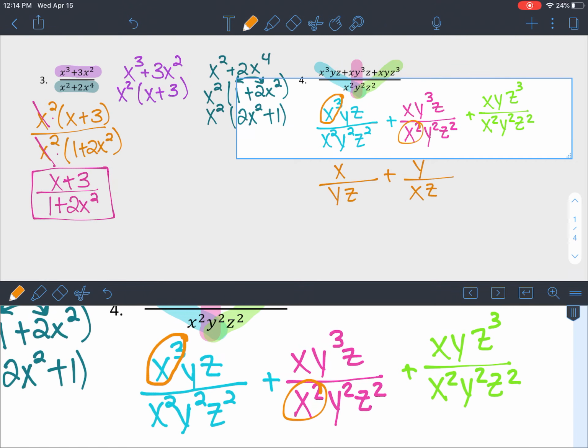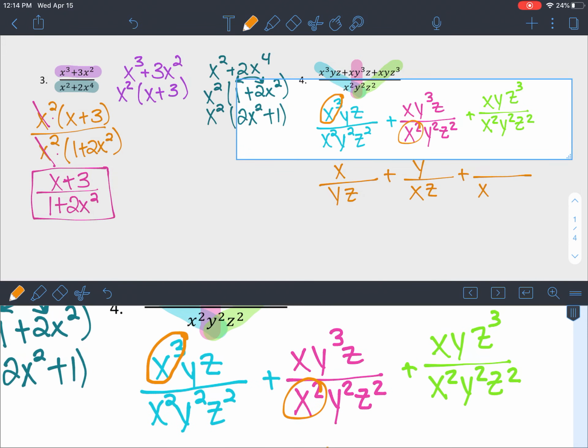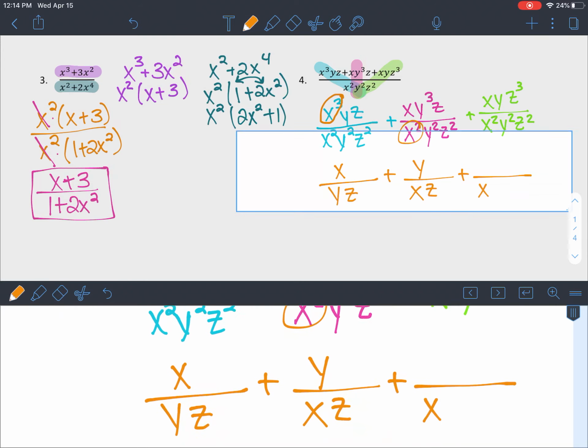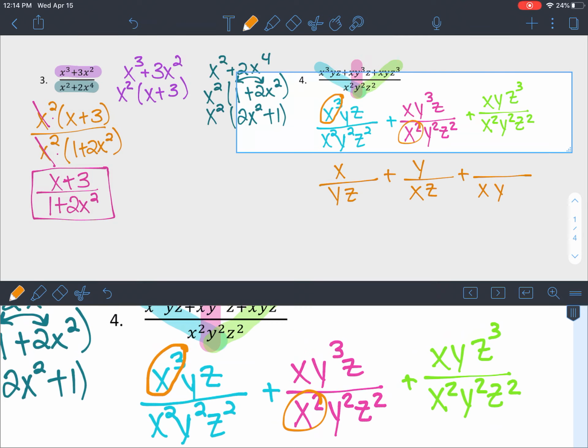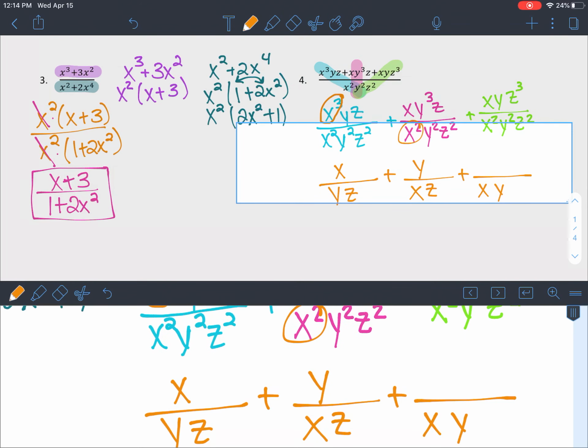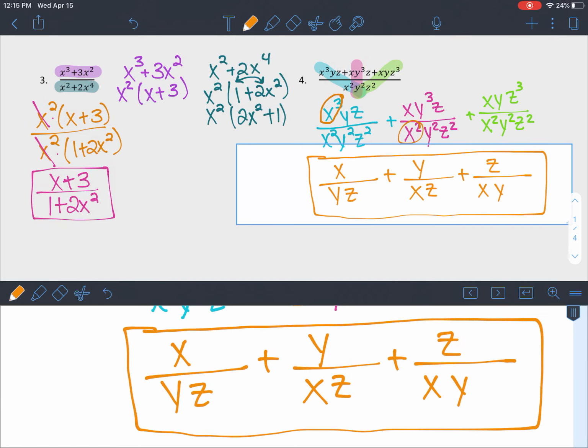And then I'm going to look at my last term. There's 1 x on top, 2 on the bottom, so there's more on bottom, 1 more on the bottom. Then I look at my y's. There is 1 on top, 2 on bottom, so there's 1 more y on the bottom. And then I look at my z's. There's 3 on top, 2 on the bottom. There's 1 more on top than on bottom, so my z is going to go on top. So this would be an acceptable answer where everything is separated out.